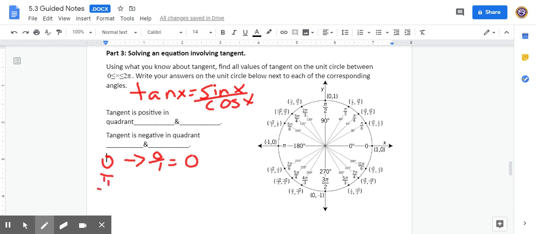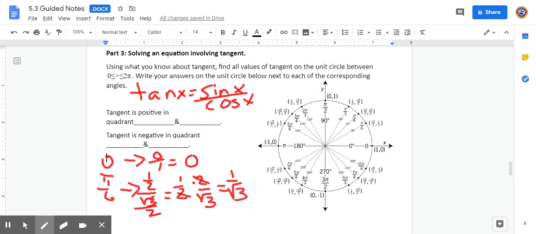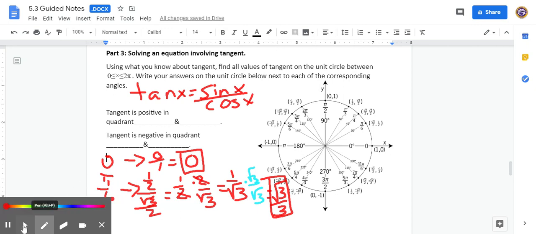At pi over 6, 1/2 divided by the square root of 3 over 2 is equal to 1/2 times 2 over the square root of 3. So keep the top, change the division bar to multiply, flip the bottom. The 2's cancel out. We get 1 over square root of 3. Multiply top and bottom by root 3. And here we get the square root of 3 over 3. So that would be for pi over 6.